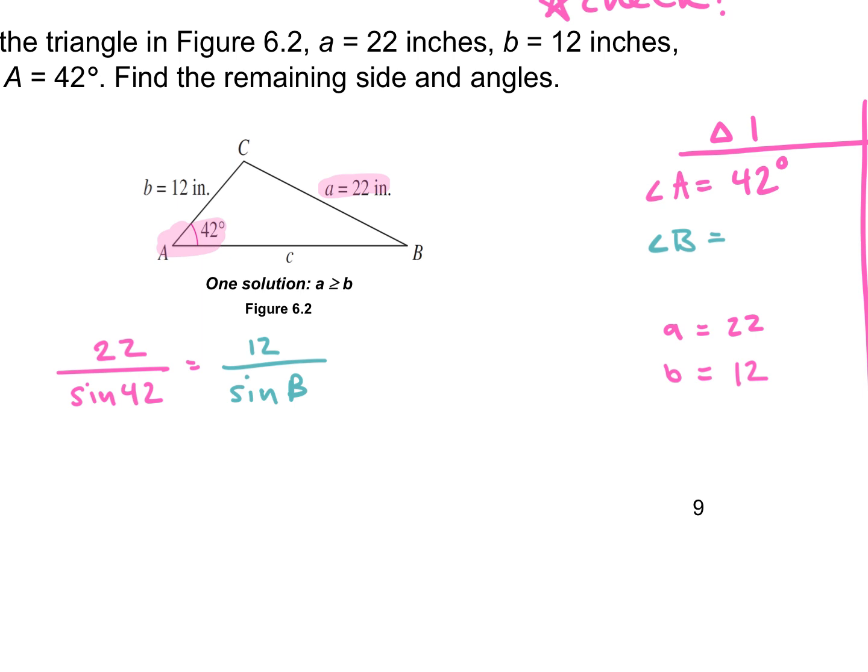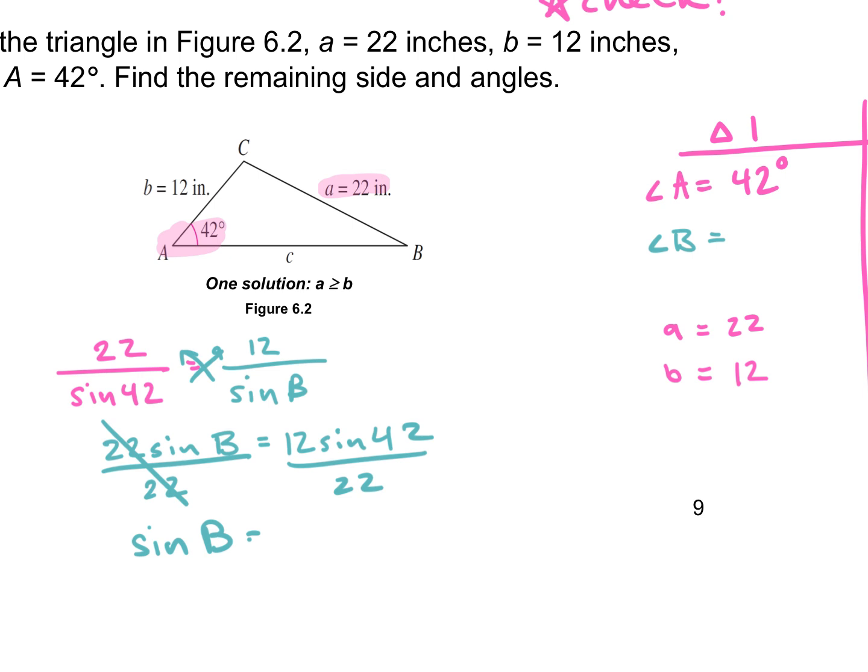So we're going to cross multiply just like we did before. So 22 times sine of B is equal to 12 times sine of 42. Divide both sides by 22. So sine of B equals, we're going to put this into our calculator. So 12 times sine of 42 divided by 22. So we get 0.3649. It keeps going, but I'm going to leave it in the calculator.